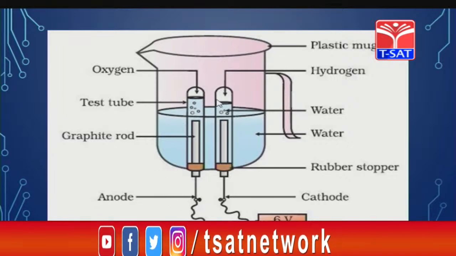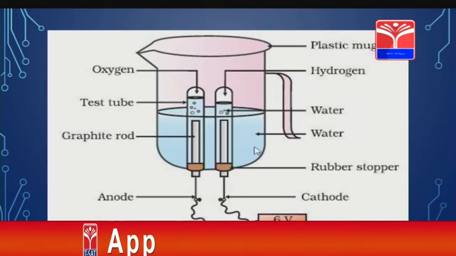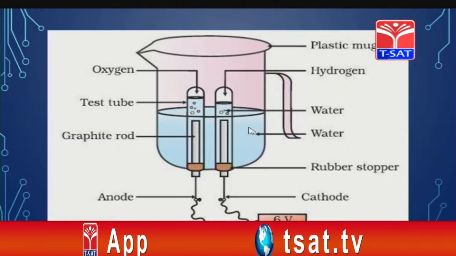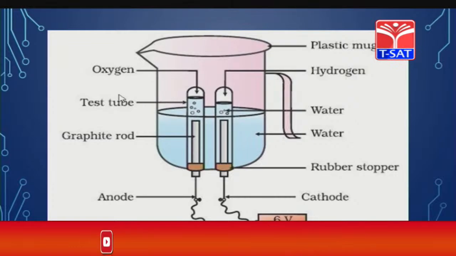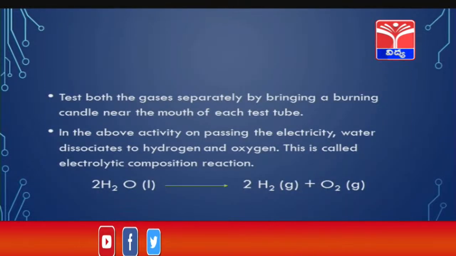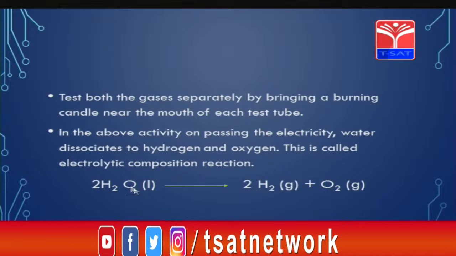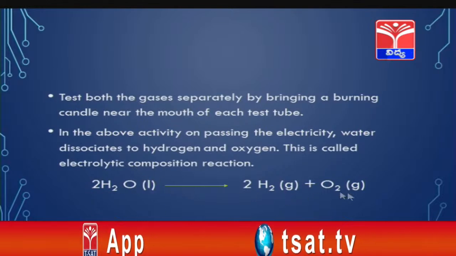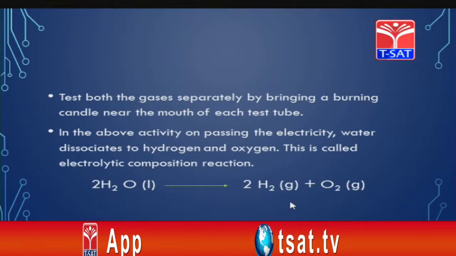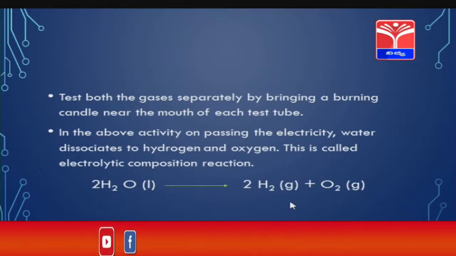So, like this we understood that the water molecule formula is H2O. When H2O is decomposed by using electricity, on electrolysis we get hydrogen and oxygen gas separately. In this experiment we have seen that the water molecule in the liquid state has decomposed by electricity, that is, electrical decomposition, into hydrogen gas and oxygen gas. The chemical equation can be written as 2H2O gives rise to 2H2 plus O2.